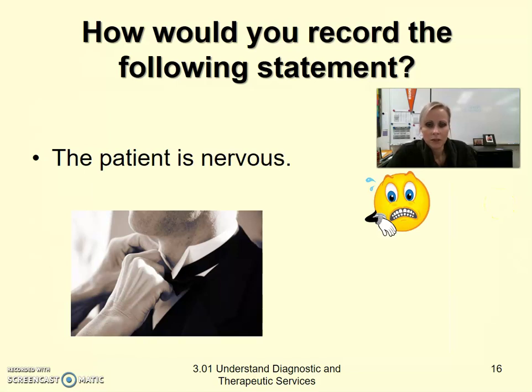The patient is nervous. So this is a subjective thing. I can't really say a patient's nervous. I can say the patient's crying. The patient states he is nervous. Or again, you cannot use opinion when you're charting. It's all factual.